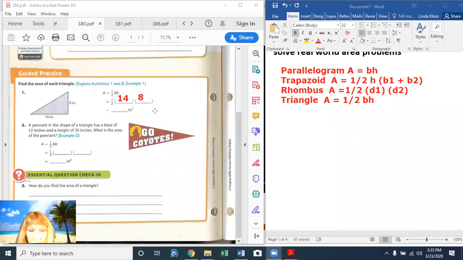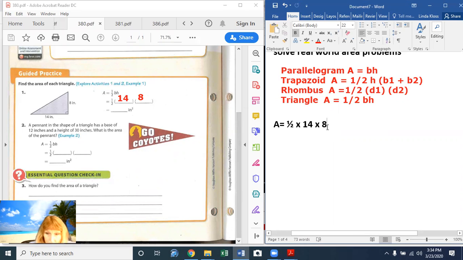Now, how do we solve it? I'm going to go back over here. And we know that the area is going to be 1/2 times 14 times 8, right? Area equals. So now what I would like to do is multiply the 14 times 8 first.